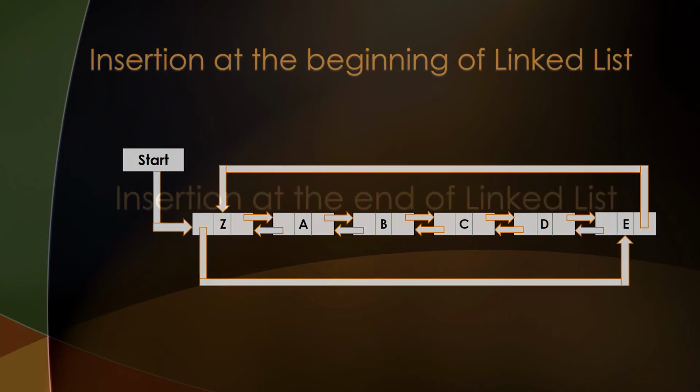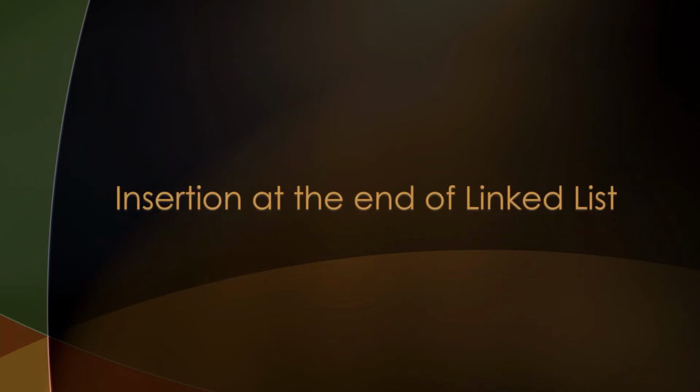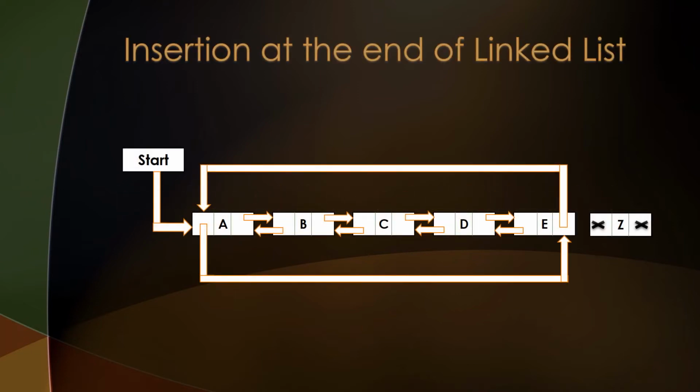Now we will begin with inserting a node at the end of a linked list. So again we would be using the same linked list as we used in the previous example, with the only difference being node Z will now be inserted at the end of a linked list. So let's begin. The first step would be to make sure the forward pointer of node Z points to the first node in the linked list, that is node A.